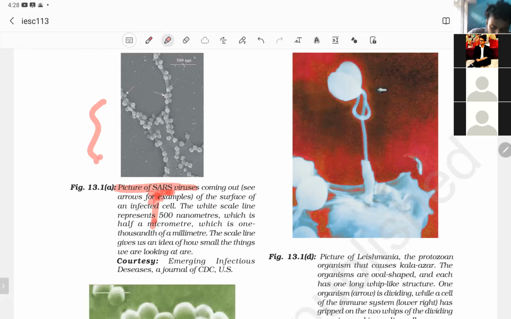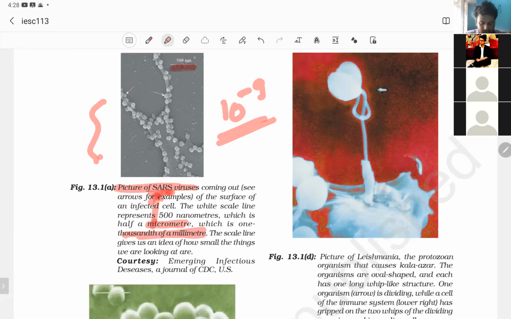So this is the photo of your SARS virus, and if you see here, it is written 500 nanometers. 1 nanometer is 10 raised to power minus 9 meter, right? They have given this 500 nanometer just to make you understand how small these organisms are. You know what 1 centimeter is, 1 millimeter is, and then you can get some idea how small these things are. 500 nanometer is half of a micrometer, which is 1,000th of a millimeter, right?